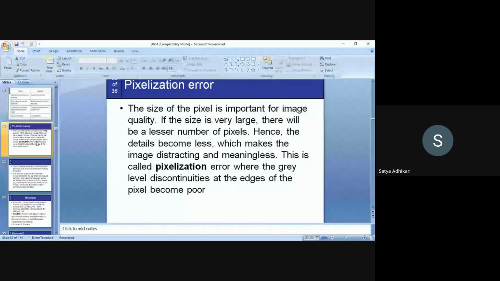So if the number of pixels is more, the detail becomes less, that is, the quality is less. If an image contains more pixels, the quality is better. If the size of the pixel is greater, it contains fewer pixels, hence the detail becomes less, which makes the image distracting and meaningless. This is called pixelation error, where the gray level discontinues at the edge of the pixel. That is, you will get a blurring picture, an unclear picture.